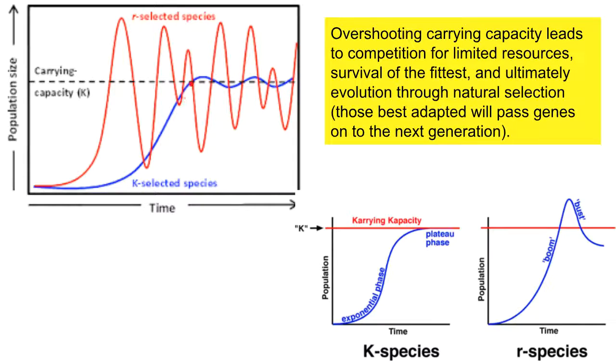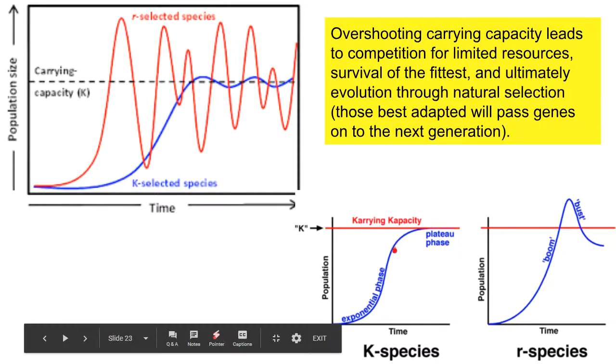But then K-selected species still overshoot as well, and all of these overshooting the carrying capacity is going to lead to competition. Right now, there are going to be things that die, and there's going to be things that live. Here, the same thing. A lot of them die, but some of them are going to make it and pass on their genes. So, overshooting carrying capacity leads to competition for those limited resources. Ultimately, that's survival of the fittest, and that's evolution through natural selection. Those that are best adapted will pass on their genes to the next generation.